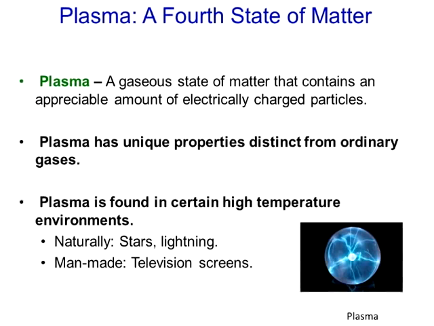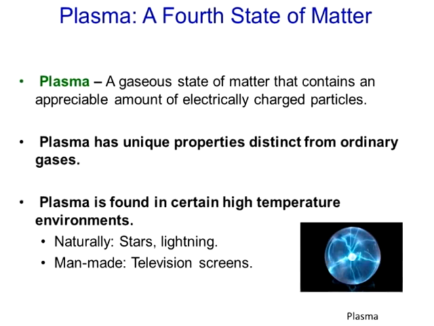Plasma is the fourth state of matter. A gaseous state of matter that contains an appreciable amount of electrically charged particles is a plasma. Essentially, that's what happens with lightning. That's perhaps our best example. Plasma has unique properties distinct from ordinary gases, and that's what differentiates it as another state of matter.